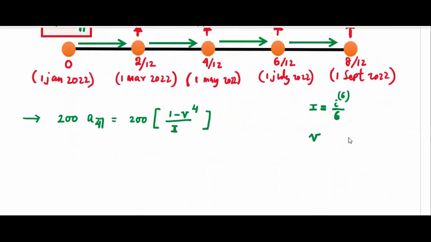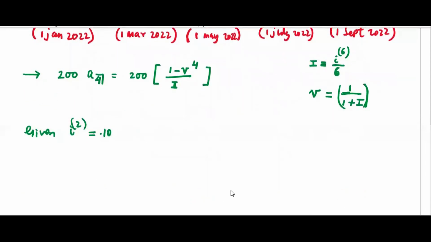Once you know i, then you will be able to know v. v is 1 upon 1 plus i. Like small v is 1 upon 1 plus small i, capital V will be 1 upon 1 plus capital I. But you need to find i first of all. So here given i2, that is 0.10, and you need to find i6 divided by 6. So you can apply the formula: 1 plus i6 divided by 6, power 6, is equal to 1 plus i, and also 1 plus i2 divided by 2, power 2, is 1 plus i.